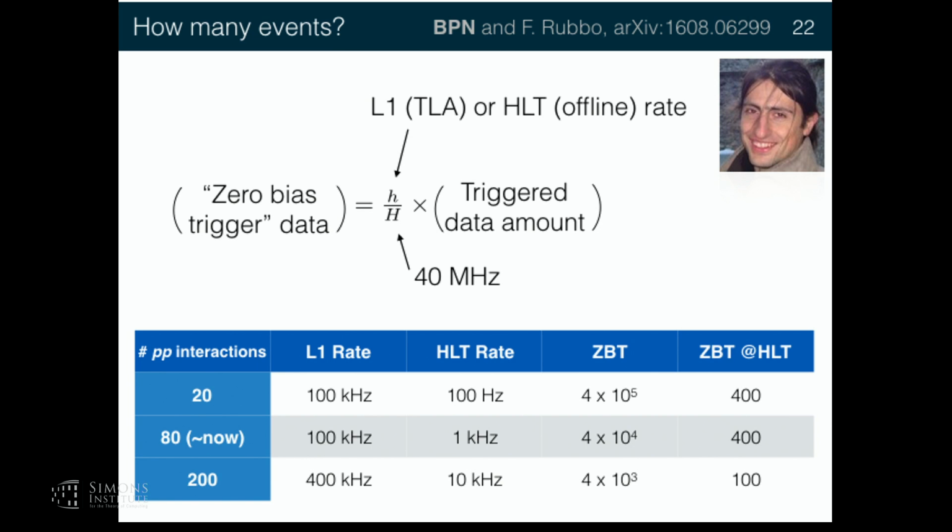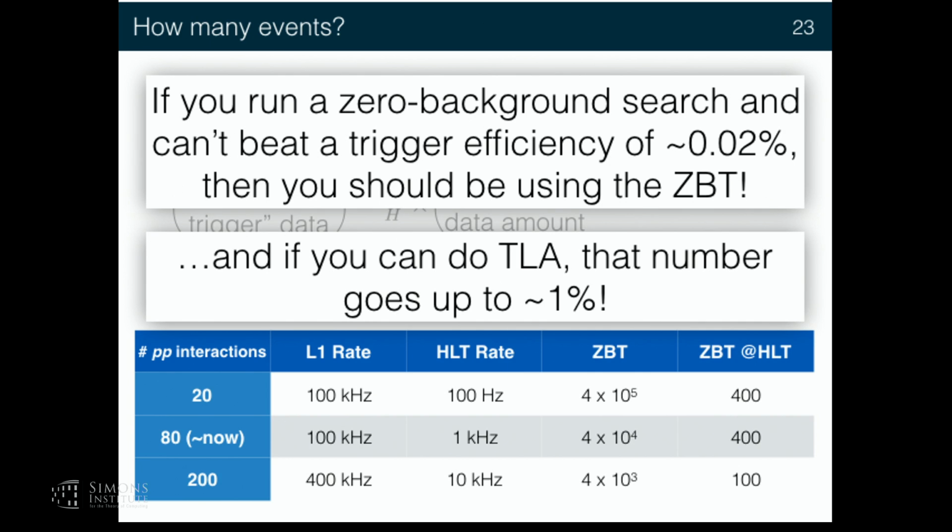I think there was a question earlier, what if you just didn't record the thing you were looking for? This says don't worry, you always have some large fraction of zero bias data that you did record because you triggered on something else. You can look in these other collisions, which are totally written out to tape. So this is the upshot. If you have a zero background search and you can't beat a trigger with an efficiency of 0.02%, you should be using this zero bias data, looking at the pileup collisions. And if you can do the analysis fast in software, that number goes up to 1%. So that's not so bad.